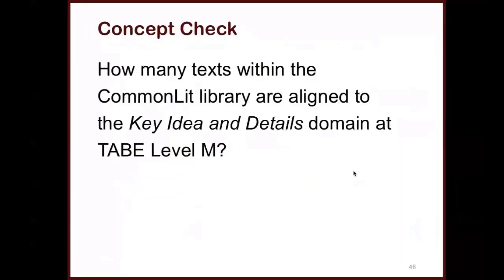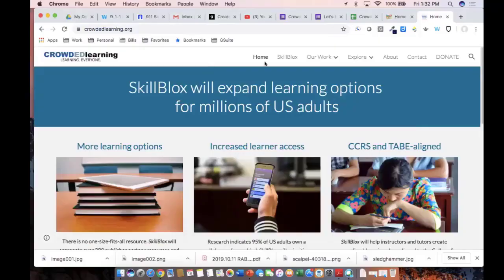So we're going to make this the last activity. If you want to go to skill blocks on the Crowded Learning site and indicate to me how many texts within the Common Lit library are aligned to the key ideas and details domain at level M. I'm going to give you a little hint. So how we get to that alignment, again, we'd go to skill blocks on the Crowded Learning site.